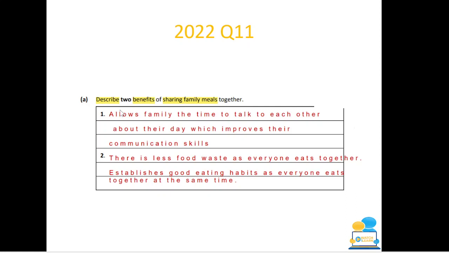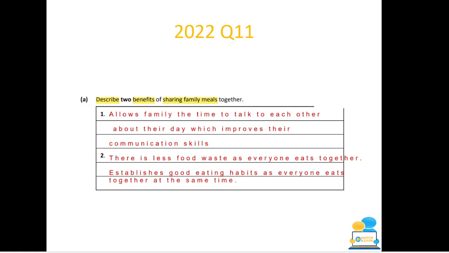Okay, so first of all, this is a sample answer I've put down there. So it could be allows the family the time to talk to each other about their day, which improves their communication skills. You could say there's less food waste as everyone gets together to eat. It establishes good eating habits as everyone eats together at the same time.